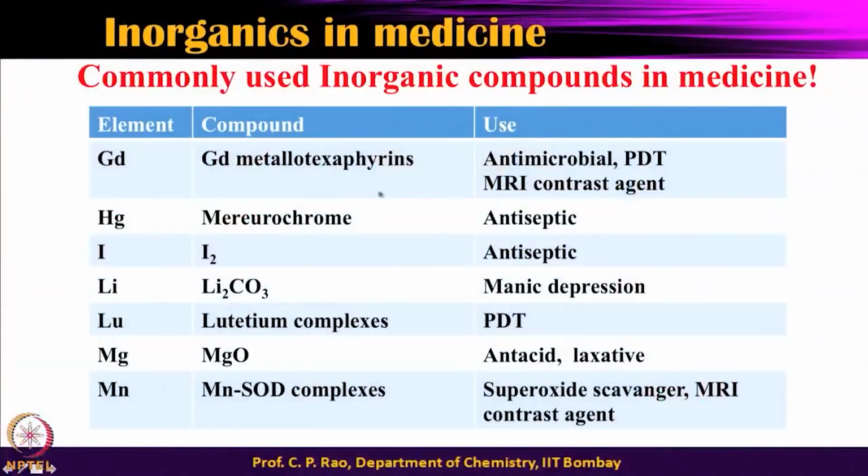Gadolinium complexes are very good MRI contrast agents, and some of them may also be used in PDT, antimicrobial, etc. Mercurochrome is an antiseptic, and iodine, we all know iodine tincture, is used as an antiseptic. Lithium carbonate is for manic depression. Lutetium complexes are used as photodynamic therapy. PDT means photodynamic therapy. Magnesium, as magnesium oxide, magnesium hydroxide, not necessarily oxide.